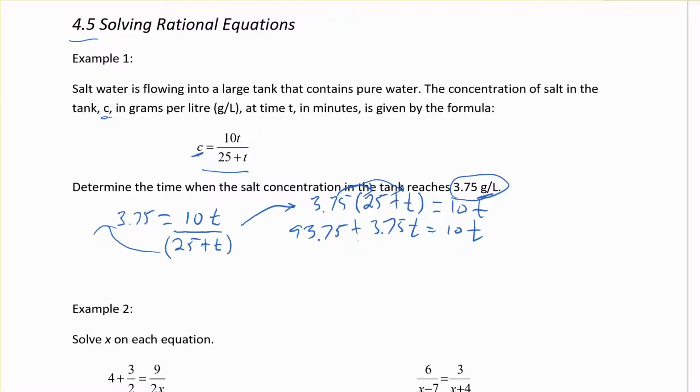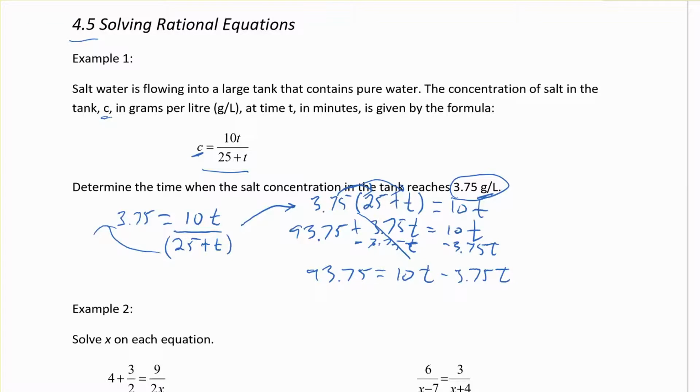So I'm going to subtract 3.75t from this side, that was supposed to be a t. So that would make those equal to 0. And then I also have to subtract 3.75t from that side. So if I finish kind of writing what I have there, I've got 93.75 is equal to 10t minus 3.75t.